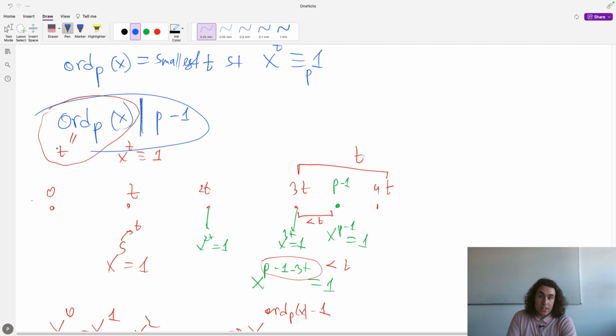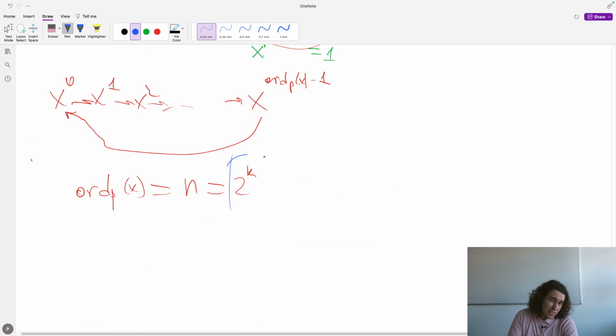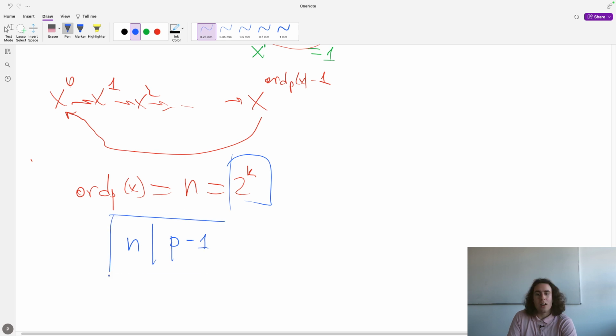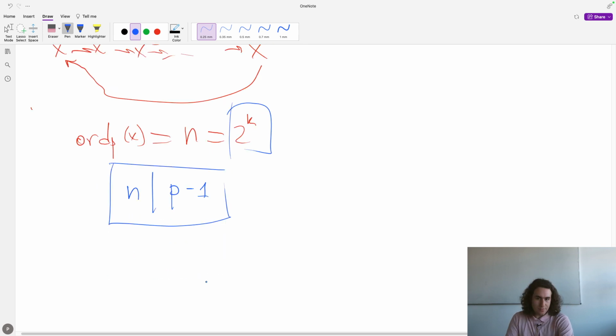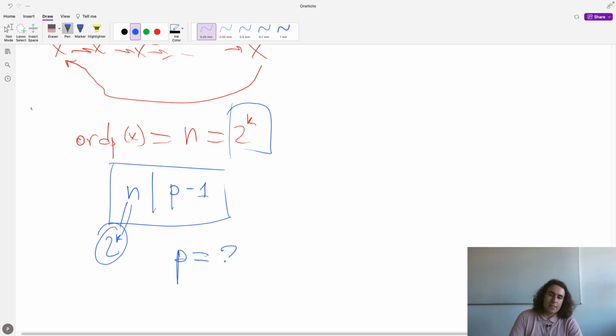Well, we know that p minus 1 is divisible by the order. So for this to be true, we need n to be a divisor of p minus 1. So actually this is not always possible. But what is n? n is just some large power of 2. So we need a prime number such that p minus 1 is divisible by a large power of 2. So we need a prime number that looks something like this: 2 to the k times something else plus 1.